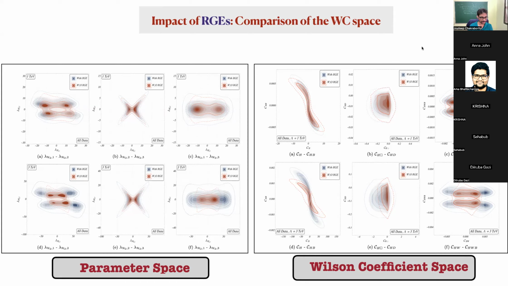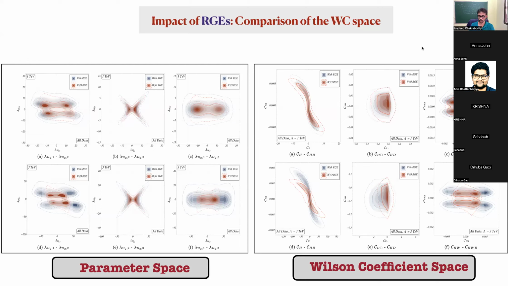Jayita? Yes. Actually, when you are considering the EFT operators, when you are considering the one-loop generated operators, are you considering that 1/16 pi square factor with the Wilson coefficient, or are you only considering C by lambda square?